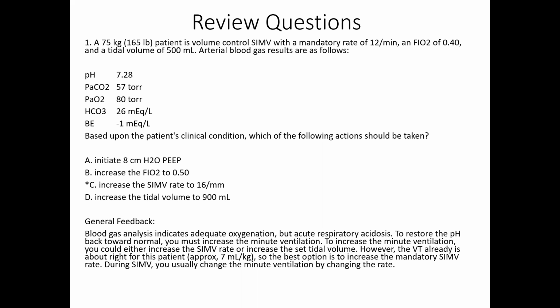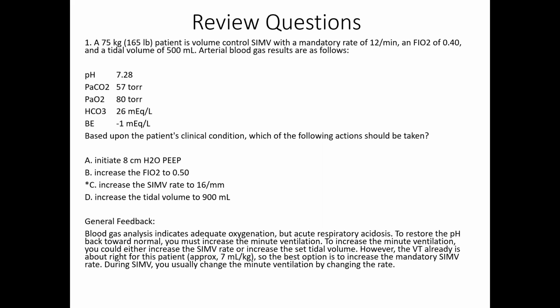Arterial blood gas results as follows. Patient's acidotic. It's a respiratory component to it with a PaCO2 of 57. The PaO2 is fine. Bicarb's 26. Based on what would you actually recommend? You want to blow off more CO2.